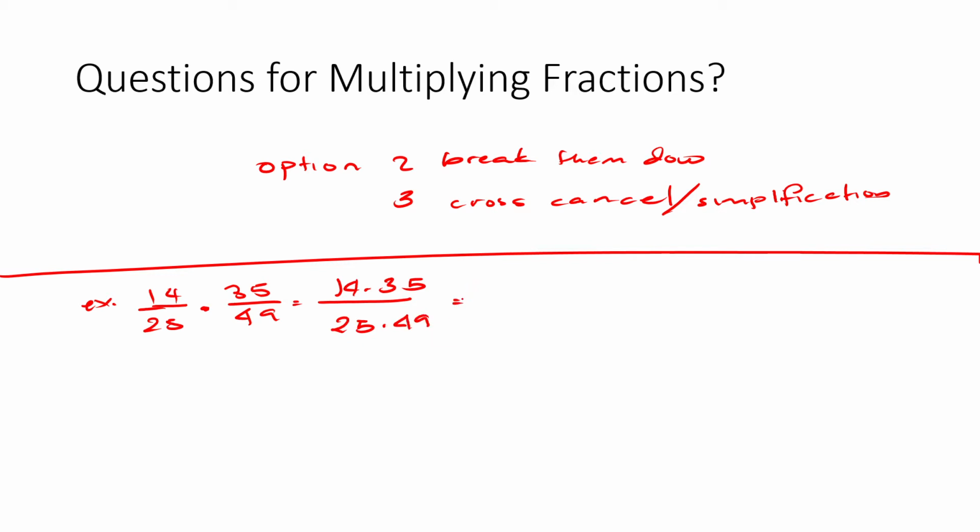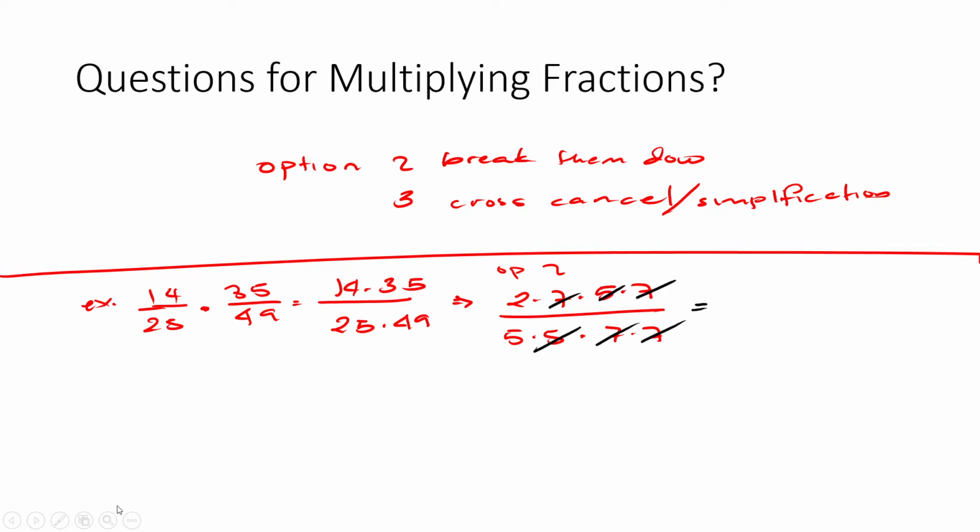Okay, and this is where you break them down. Option 2 says break them down, so you have 2 times 7, and 35 is 5 times 7. And on the bottom, you're supposed to have 5 times 5, and 49 is 7 times 7. And then as you can see, we're simply going to cross out the numbers that are the same. My bad, I wasn't supposed to go horizontal. Supposed to be 7 and 7, 7 and 7, and then 5 and 5.